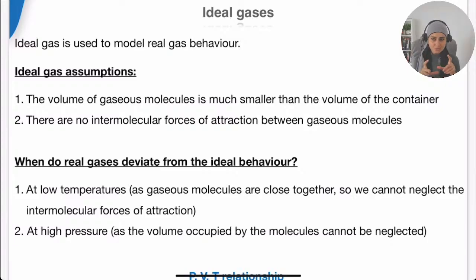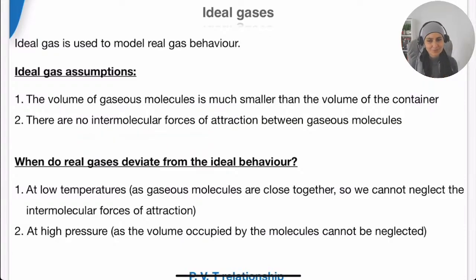And the most important assumptions are these two that I wrote, the ones that they ask about. First is that the volume of gaseous molecules is much smaller than the volume of the container. So if the container is, let's say, 1 cubic decimeter, the entire 1 cubic decimeter is available for molecules to fly around. We say that molecules are kind of volumeless, which is wrong, but that's our assumption. And the second assumption is that there are no intermolecular forces between gaseous molecules.